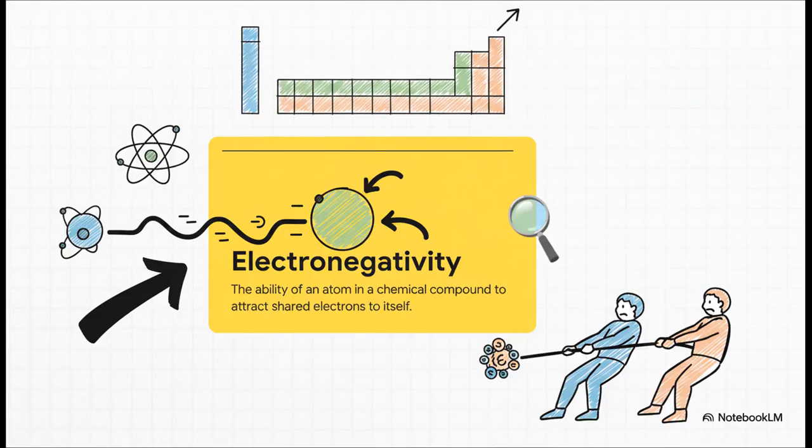And our final cheat code is electronegativity. This is simply the electron pulling power of an atom when it's in a chemical bond. Just imagine two atoms playing a game of tug-of-war with a pair of electrons. The atom with the higher electronegativity is the stronger one, and it pulls those electrons closer to itself.